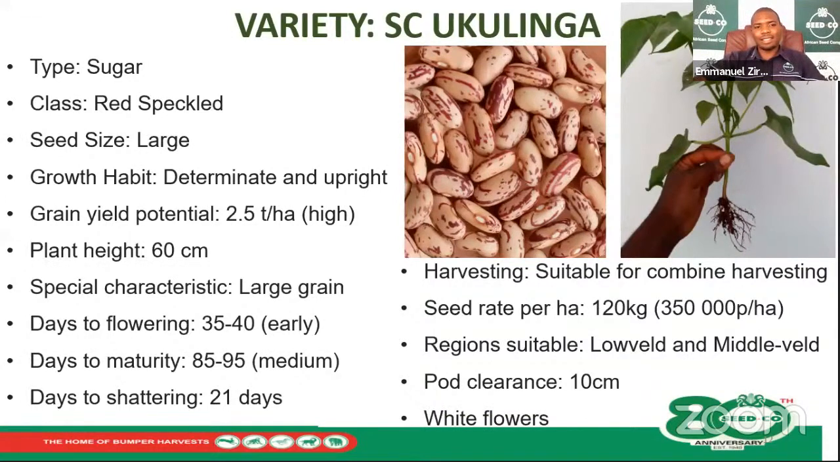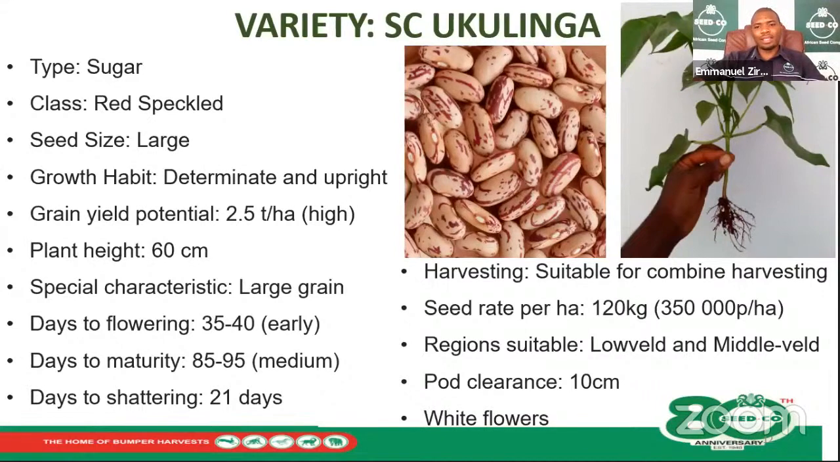Its plant height is 60 centimeters, unlike GADRA, which is a little bit shorter. Its unique characteristic is that it has got a large grain. Days to flowering, 35 to 40 days. Days to maturity, 85 to 95 days. And another advantage of UKULINGA is that it has 21 days from maturity to pod shattering. It's very suitable to use a combine to harvest UKULINGA.